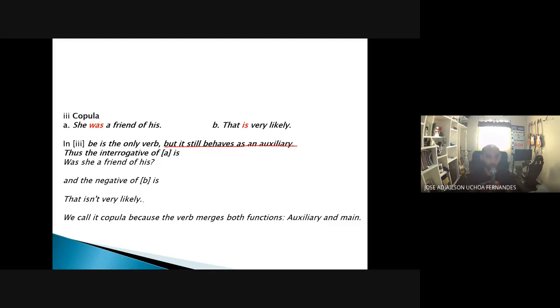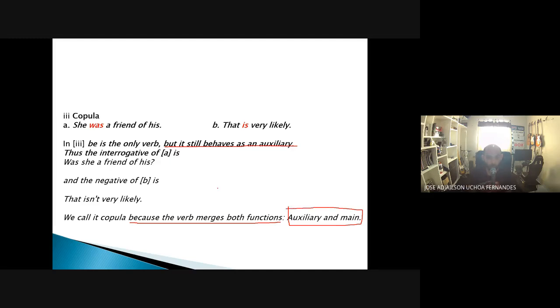Now, what do I mean by it still behaves as an auxiliary? It is still inverted with the subject, and it is still the verb that will receive a not when we produce a negative version. So the interrogative of this is, was she a friend of his? And the negative, in the second case, is, that is not very likely to happen. So we call it copula because the verb merges both functions, auxiliary and main verb.